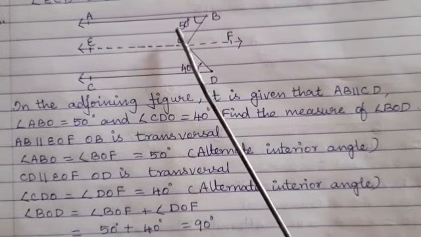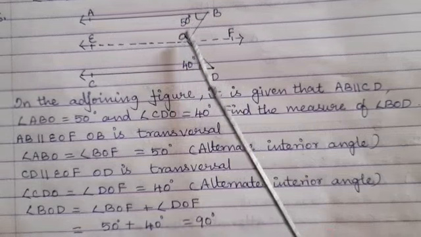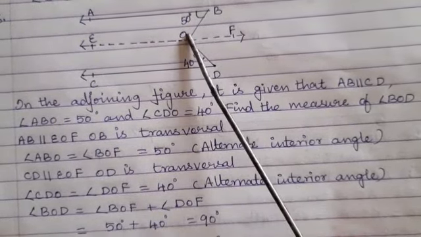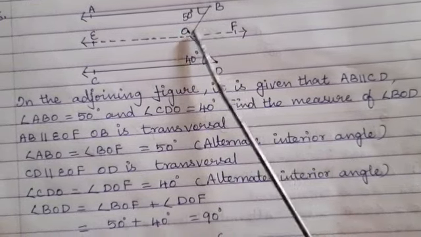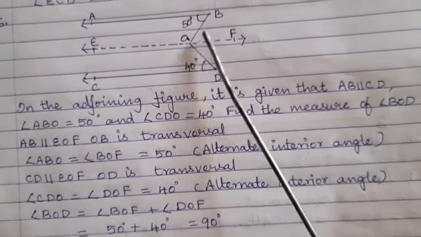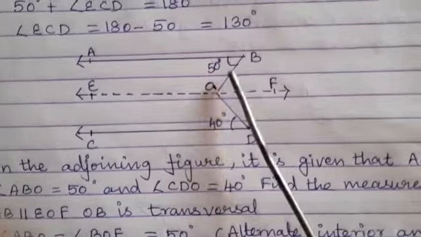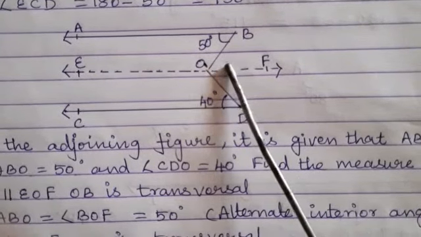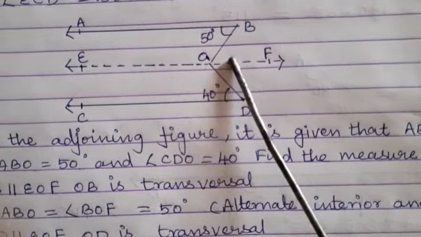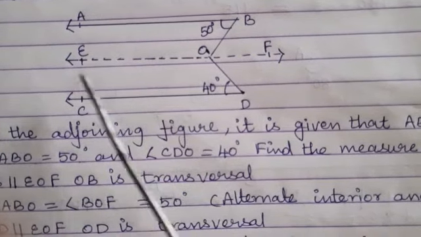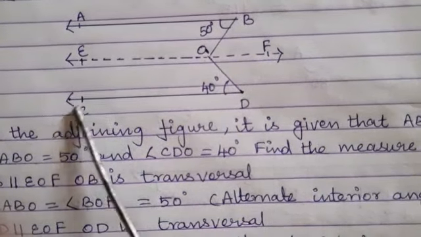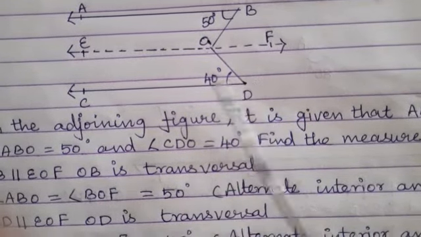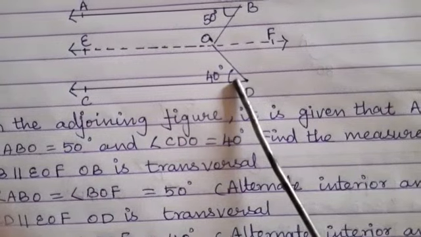So using the theorem, what is that? It is alternate interior angle, this angle, that is ABO is equal to angle BOF. Okay, BOF, that is an alternate interior angle. BOF equal to 50 degree. This part only, the upper part. Now we come to the second part. EF and CD are the parallel lines cut by a transversal OD. So CDO it is given 40 degree.